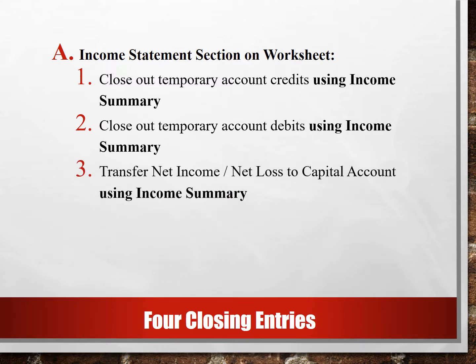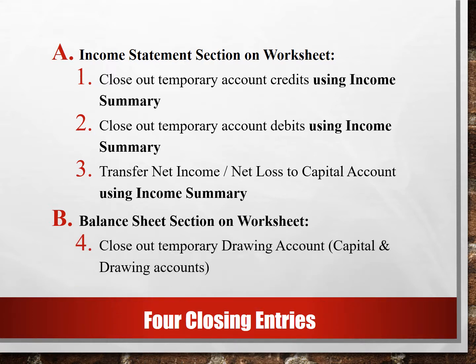The third step is to transfer net income or net loss to the capital account using the income summary. Our fourth closing entry is taken off of the balance sheet section on the worksheet. We need to close out the temporary drawing account into our capital account.